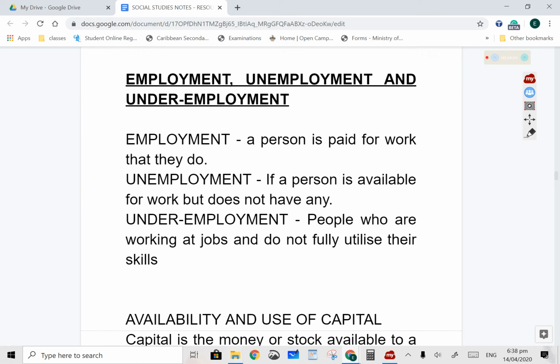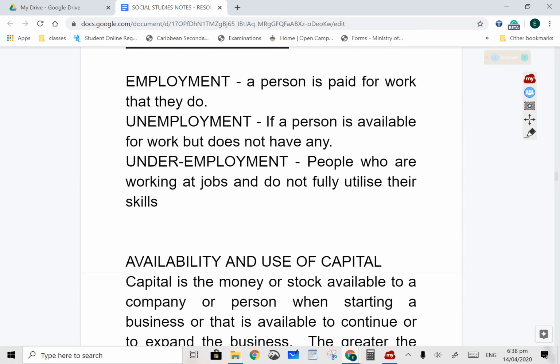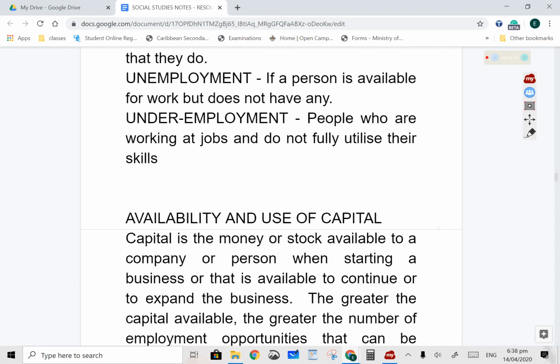Underemployment: people who are working at jobs and do not fully utilize their skills. So in other words, if you have somebody who has a university degree and who is probably bagging groceries, okay, that is underemployment, right? And unemployment would be like somebody who is willing to work, who is capable of working and does not have a job.